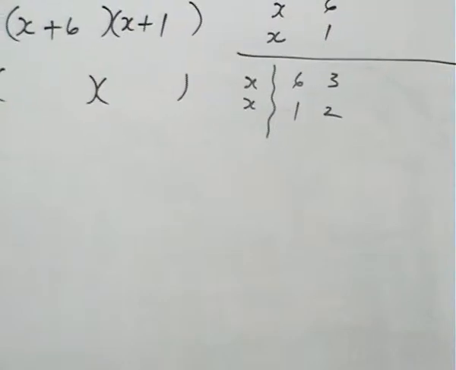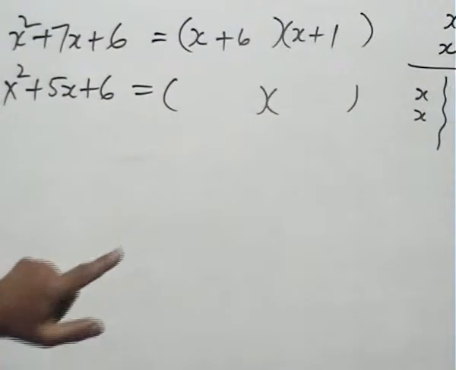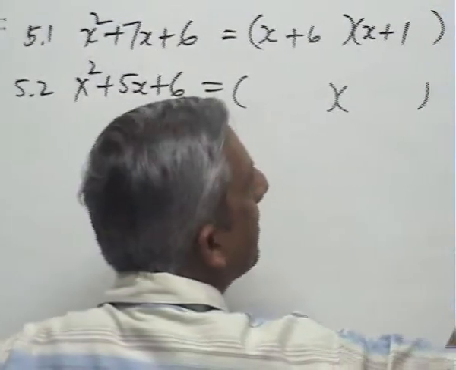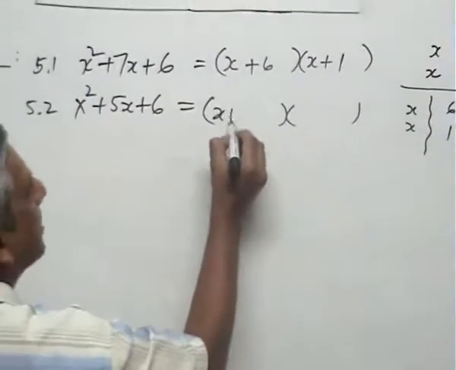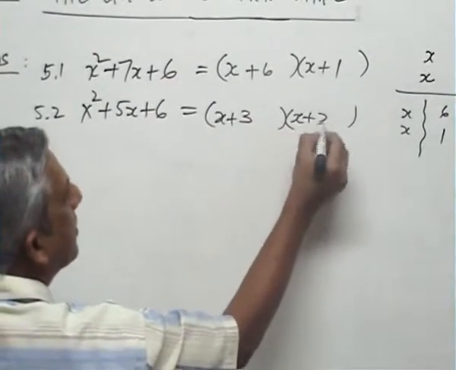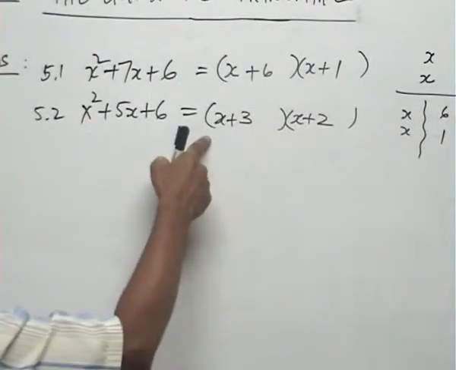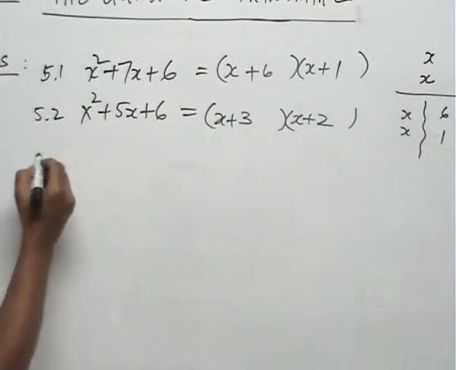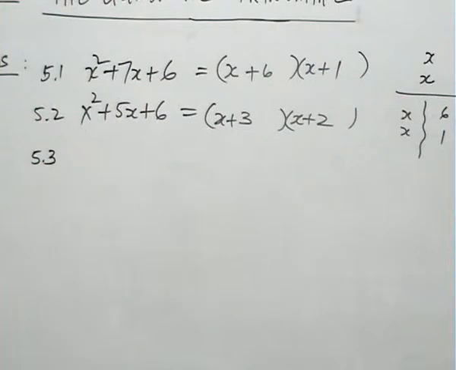3 times 1 will give you 6 and 3 times 2 will give you 6. So when you look carefully, the choice is 3 and 2. So it's x plus 3, x plus 2. You test this out, you're doing products, and you will get that answer, x squared plus 5x plus 6.